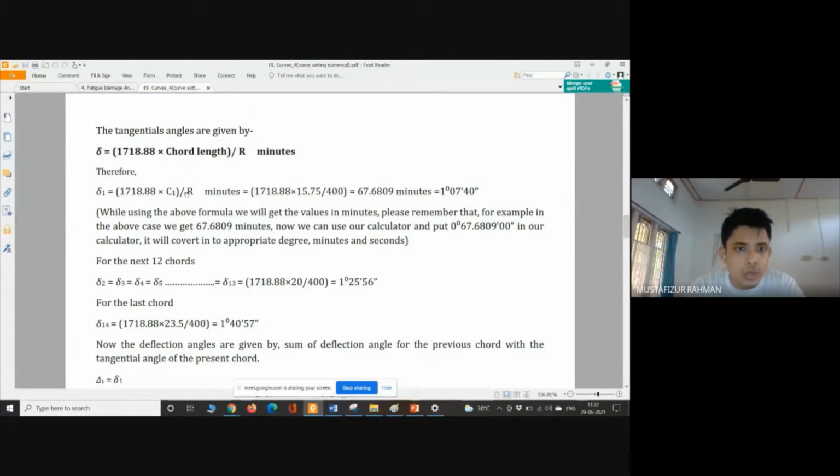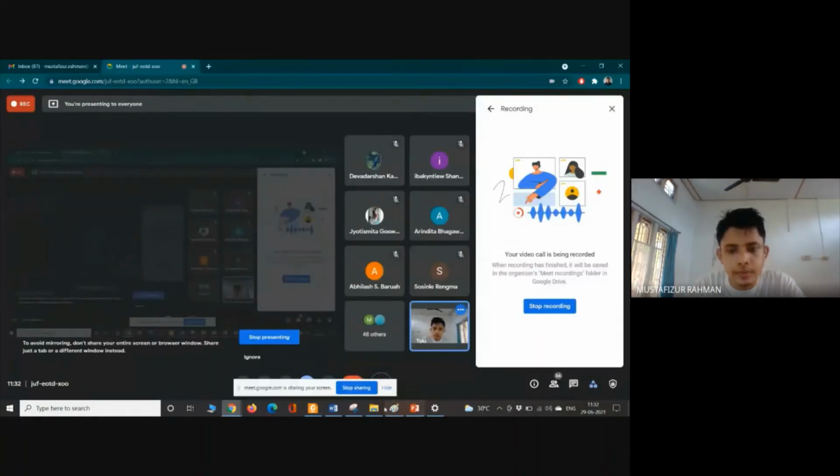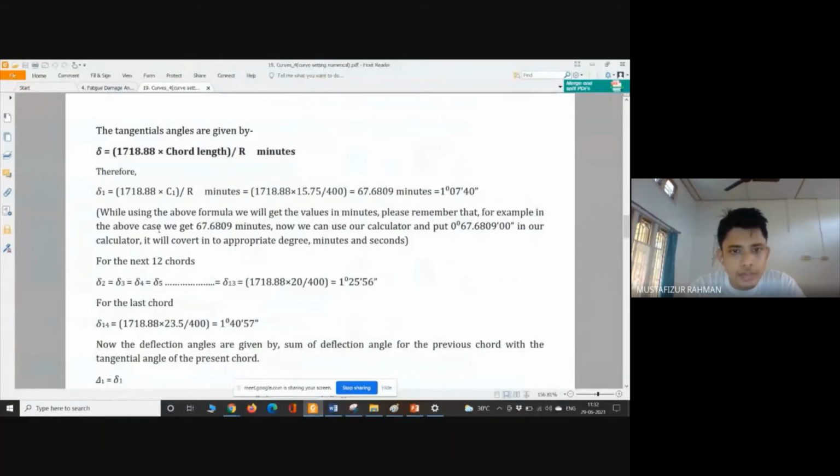Okay, so the first one, the C1 was how much? 15.75, right? So we are writing 15.75 here, divided by 400, that is the radius of the curve, right? C1 is in meter, R is in meter. So the value is coming in minutes. So 67.6809 minutes. We will convert it to degrees, minutes, and seconds. We will just use our scientific calculator and convert it into degrees, minutes, and seconds.